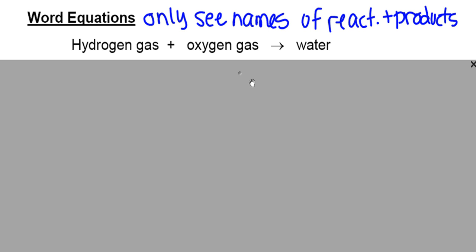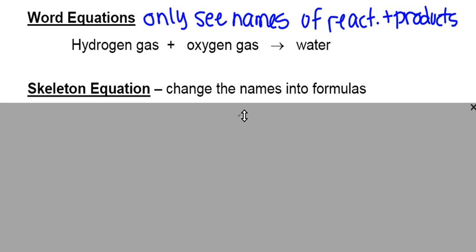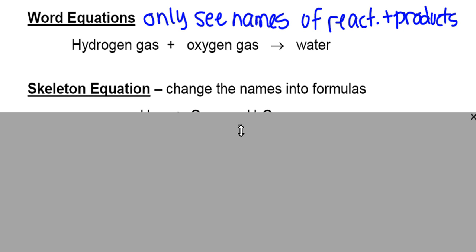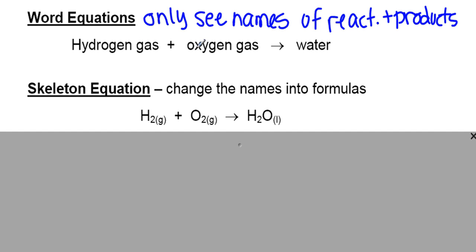Word equations are good for descriptors, but in chemistry we like to use our chemistry language, our formulas and our symbols. So the first thing you would want to do to get to a proper equation is write something down called a skeleton equation. And this is where we're going to change these names into chemical formulas. So this is where your nomenclature comes back already. You need to know all of those naming rules to do equations. So if we change those names into formulas, this is what we would get: H2 and O2, they're both diatomic molecules, and they form water.